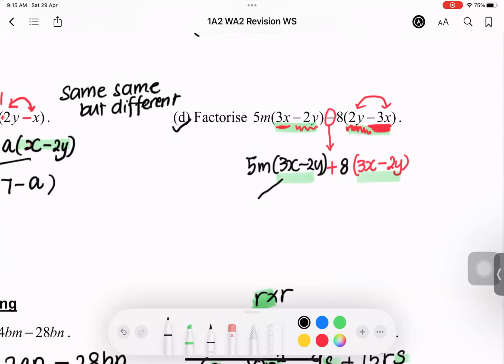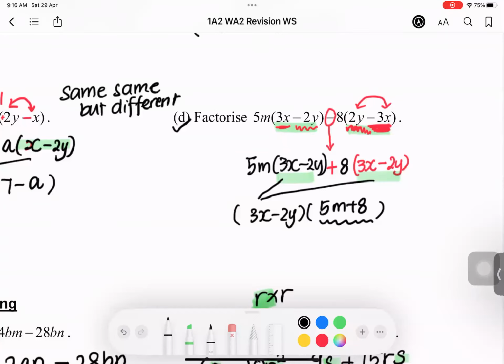The factor that is the same, we write it down only one time. All right, next one, Rian. Can you give me the answer? What will be the first bracket? What's the common factor, Rian? 3x minus 2y. Thank you. Then what's inside the bracket over here? Rian, can you say the answer? 5m plus 8. Thank you.